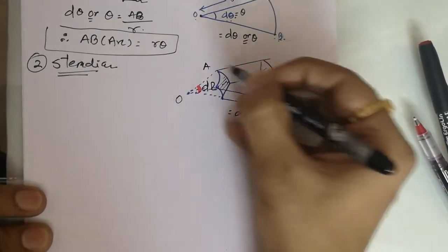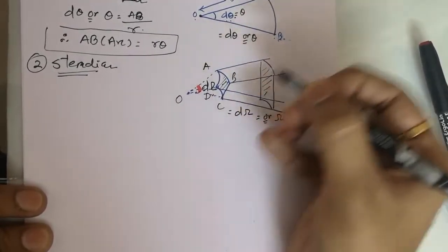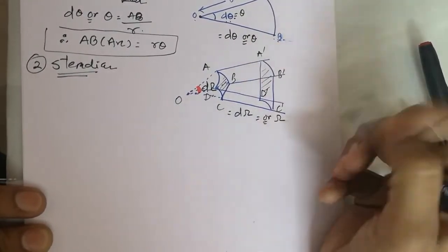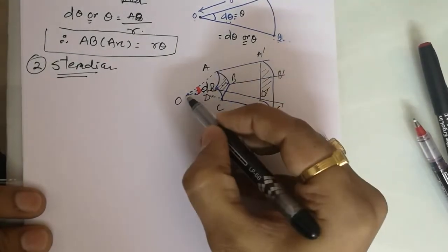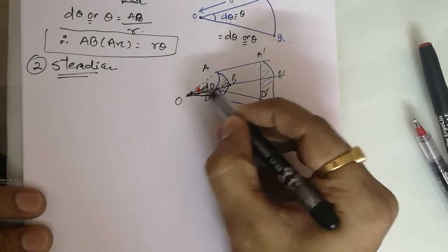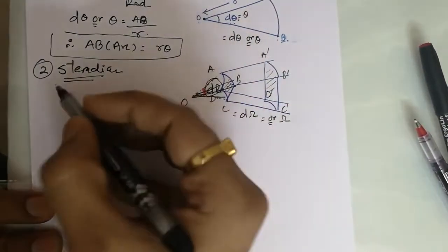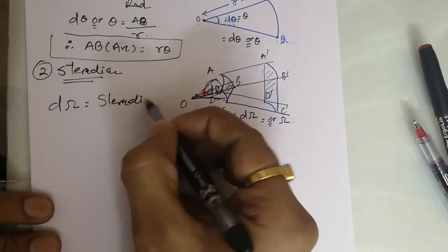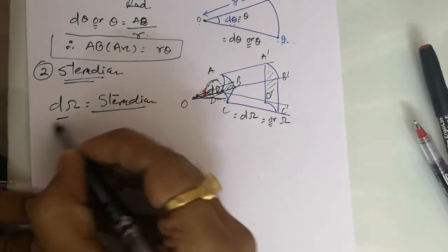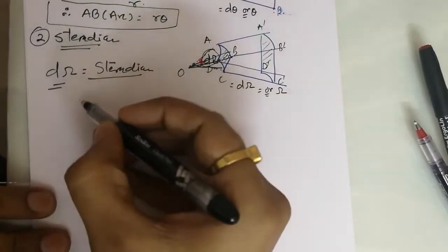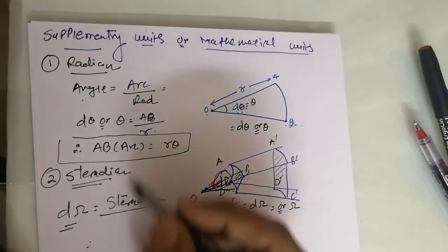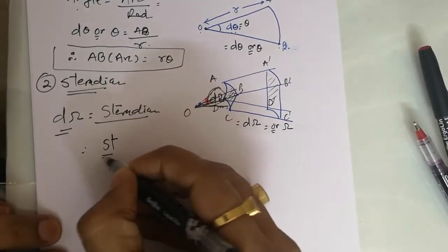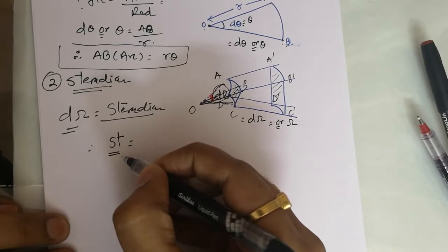Assuming that you have one area A, B and C, D, and another part that looks the same, A dash, B dash, C dash and D dash. I am extending this part backward, and it is making an angle of d omega. So d omega is my angle of a steradian. If my angle is a steradian, I can say it looks like a similar equation of angle. Its abbreviated nomenclature is sr.